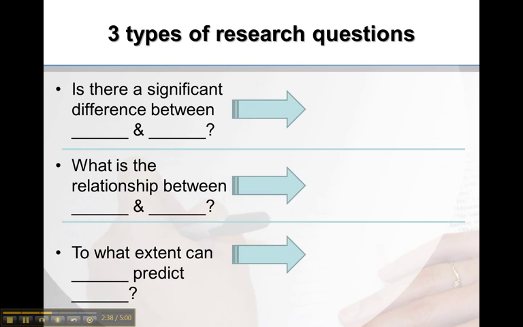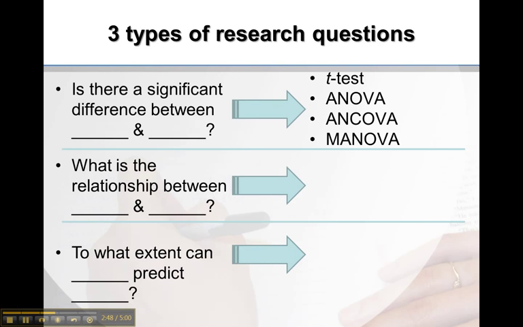I do want to point out that all three of those questions naturally lend themselves to a certain set of statistical procedures that would be used to analyze the data. This is really beyond the scope of our master's level research class, but just so you see, when a researcher asks, is there a significant difference between, the researcher is going to be conducting one of these tests, and there's others, but those are four in particular: either a t-test, ANOVA, ANCOVA, or MANOVA.